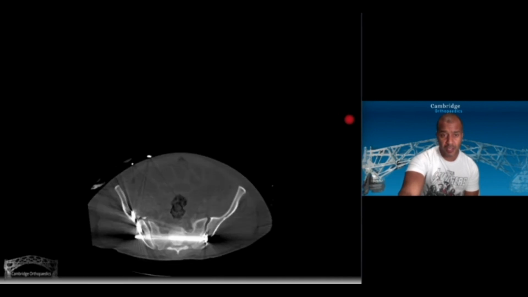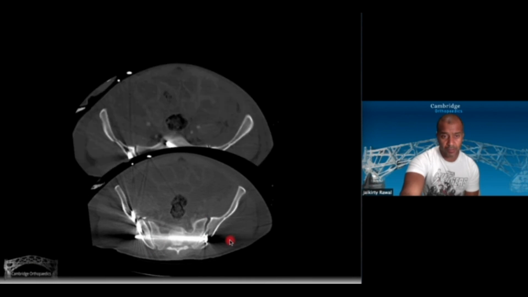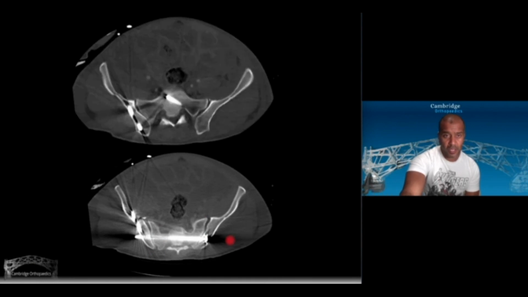This is a scan, and this is why I wasn't so concerned about compression through the outer table, because this SI joint is closed. It's symmetrical to the other one, as you can see at both S1 and at S2.